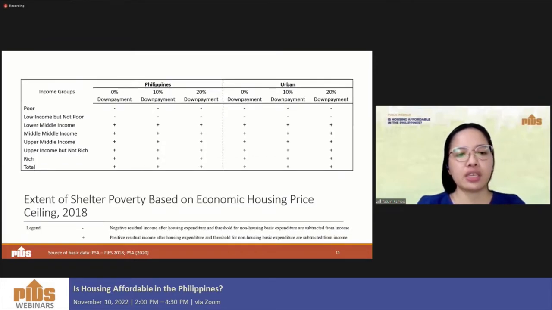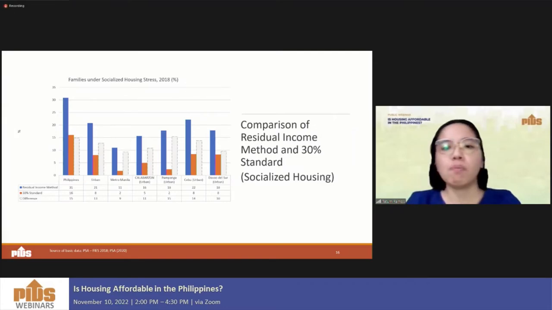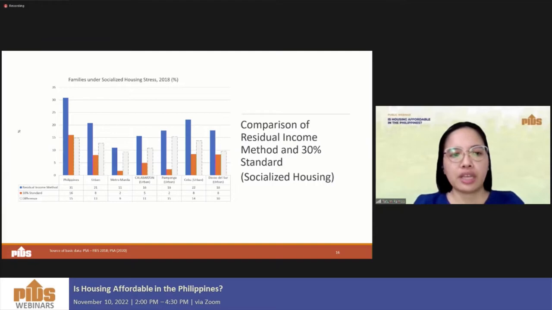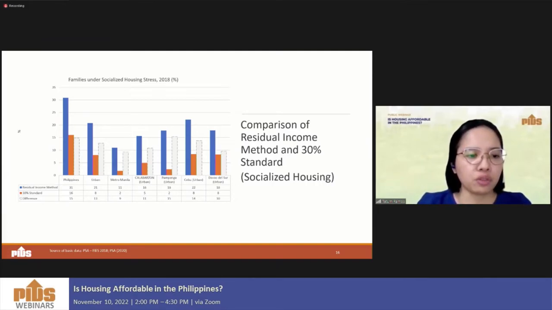And also the vulnerability covers even the low income but not poor when it comes to economic housing priced at the ceiling in 2018. Now, when we compare the residual income method and the 30% standard, we notice that the 30% standard underestimates the percentage of families under socialized housing stress in 2018. To illustrate further, in urban areas in the Philippines, the 30% standard tells us that 8% of the families back then were experiencing socialized housing stress, while the residual income method tells us that 21% of the families were under housing stress.